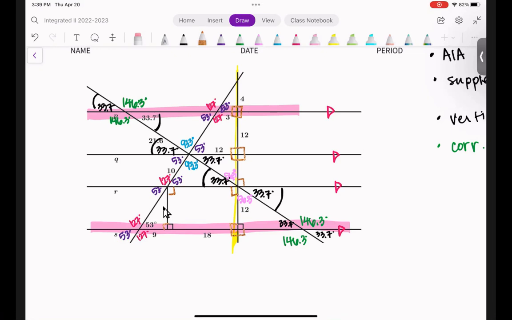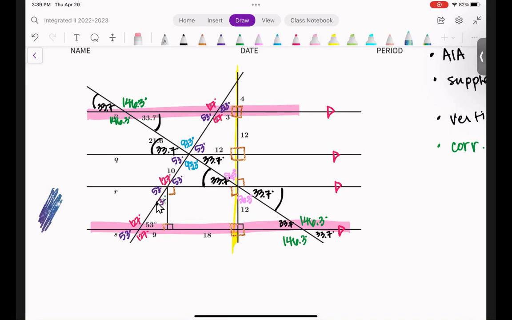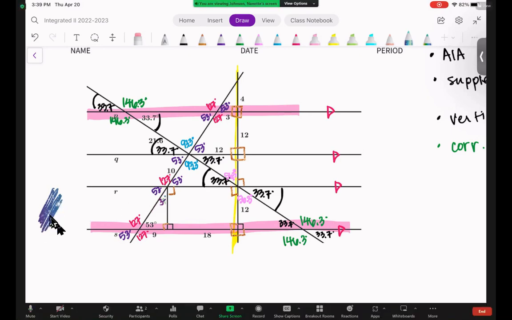I need another color. I think I've used all my colors. Okay, I have these random colorful colors. I'll do this. 37 degrees. This is my nighttime pen. Or what is it called? Like a night sky pen. So it's 37 degrees.